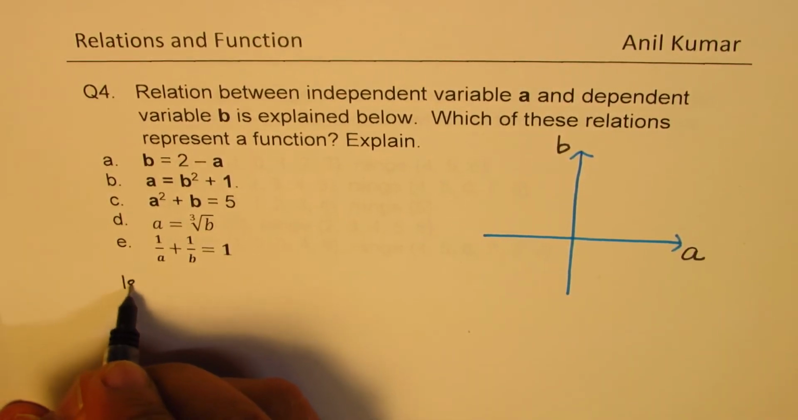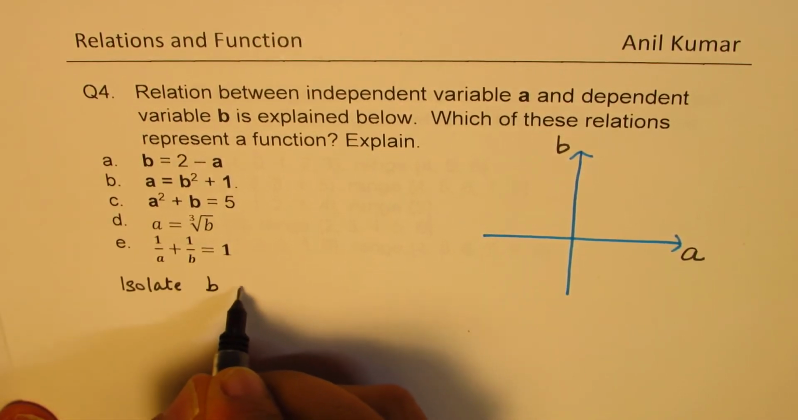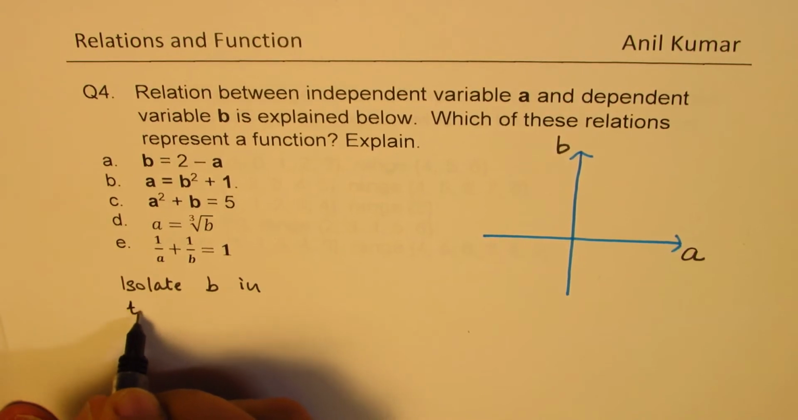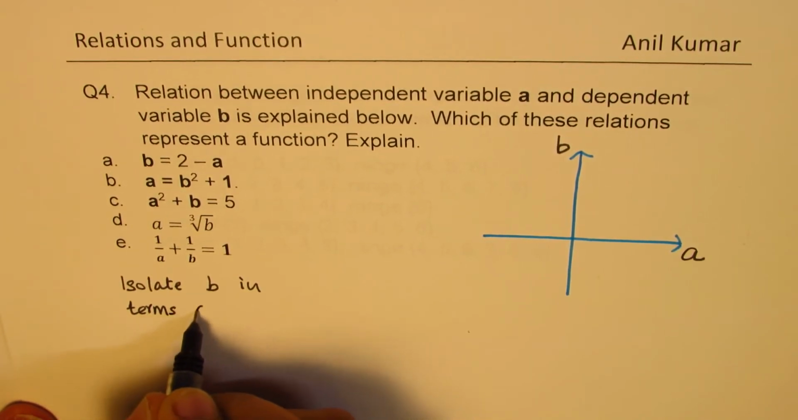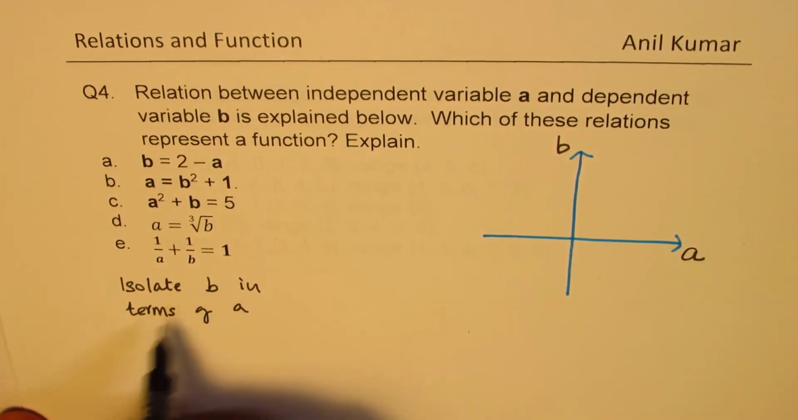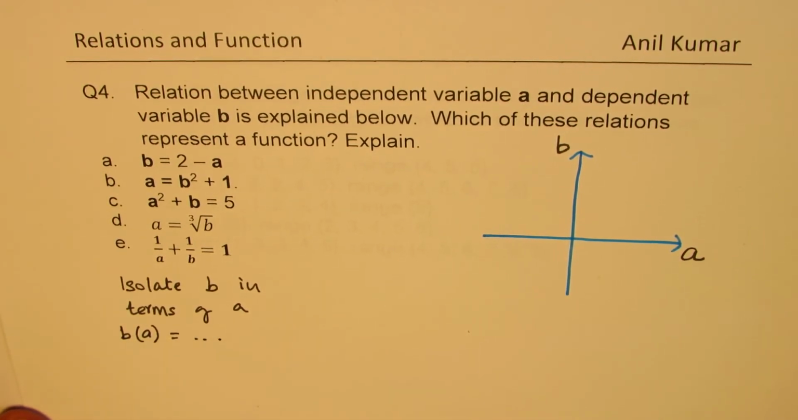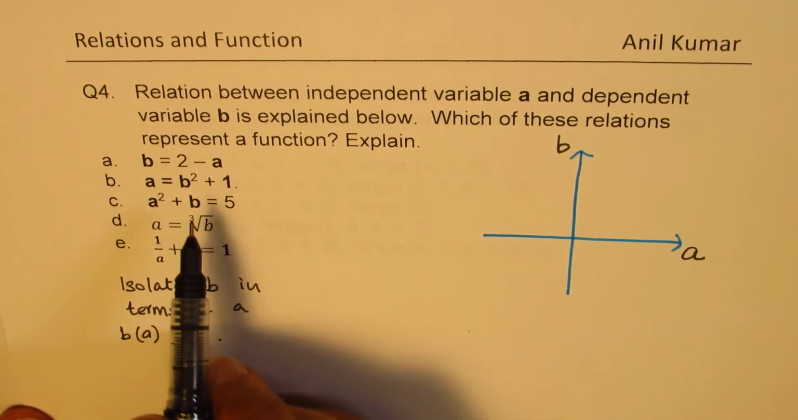So the strategy is to isolate B in terms of A. So we have to write B as a function of A. So technically, we have to write B as a function of A, right? So this is what you have to do. Perfect. So let's try to figure out.